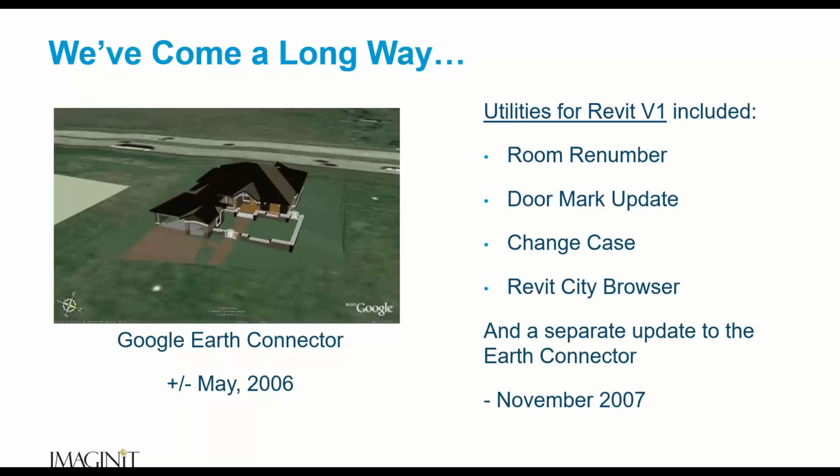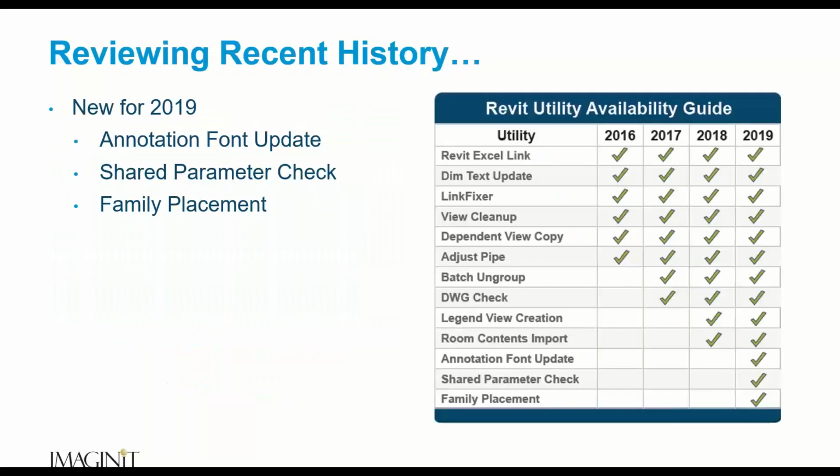Now, jumping forward in time a little bit, there's a whole bunch of utilities that we've been adding every year as we're going along. If we go into more recent history, if we go back to 2019, new in our utilities for Revit for 2019, which would be in alignment with when Revit 2019 came out, we had this. I actually stole this from the presentation that we had for that update, a few years back now. So in 2019, we added annotation font, shared parameter checking, and a family placement type of tool. And you can see where we were adding some different things up until then.